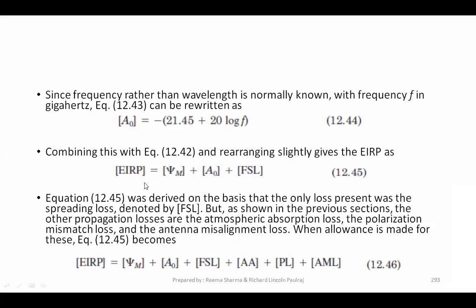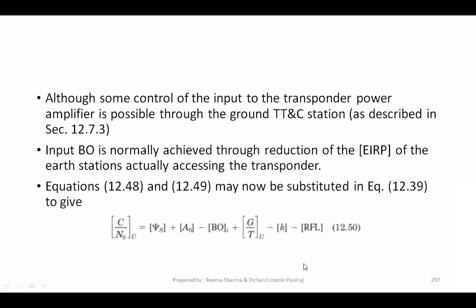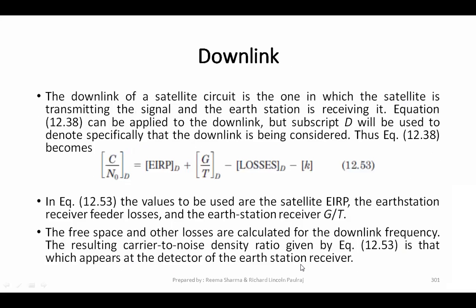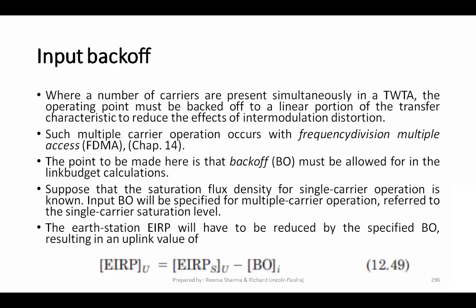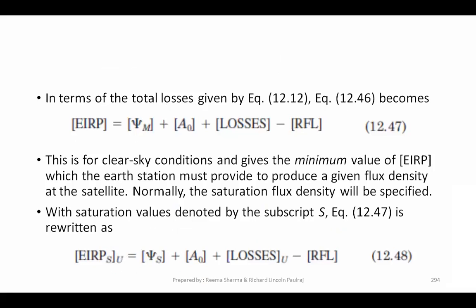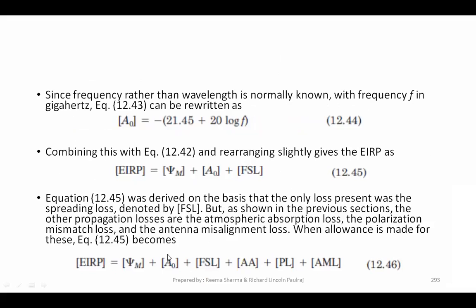Then your EIRP is a combination of psi m, which is your flux, A naught and FSL. FSL is free space loss. Ultimately, if we have to dig into the number of losses contributing, we can even add the AA, which is atmospheric loss, and your polarization loss, and then your AML. So we can actually keep adding these losses. I have summarized all the types of losses in a table and mentioned their meanings as well. We will come across it in a while.